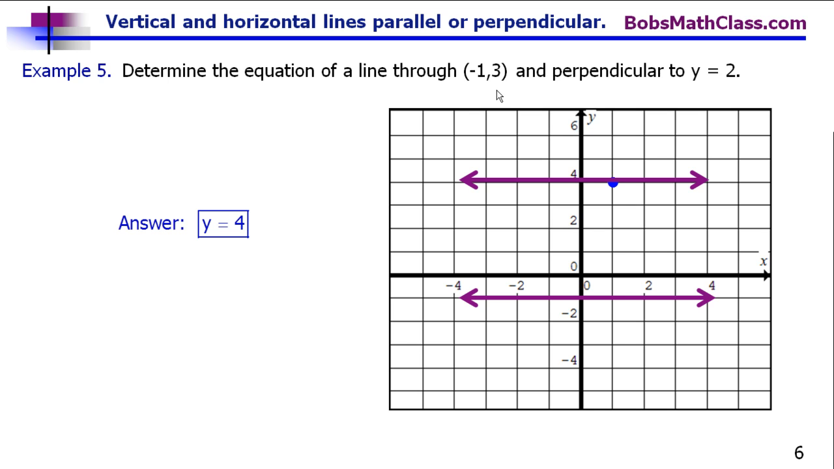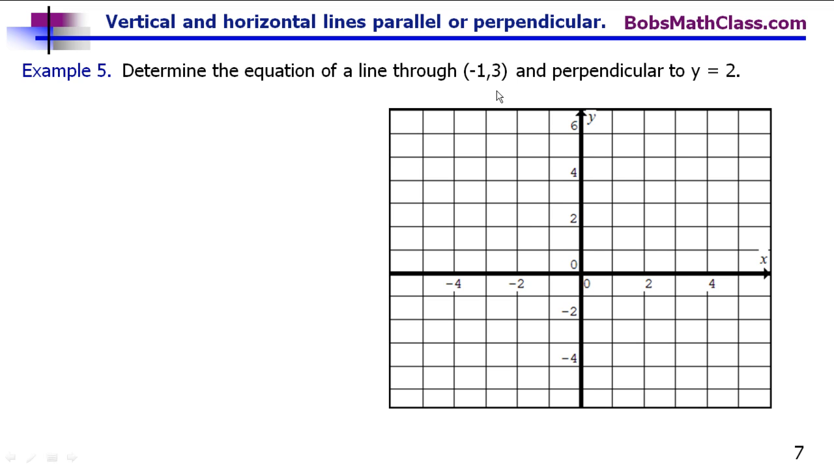Let's do another one. This time we want an equation that goes through the point -1, 3 and is perpendicular to y equals 2. Remember, if we're talking about perpendicular, then the lines have to be opposite. One will be vertical and one will be horizontal. So if they're parallel, they're either both vertical or both horizontal. But if they're perpendicular, one has to be vertical and the other horizontal.